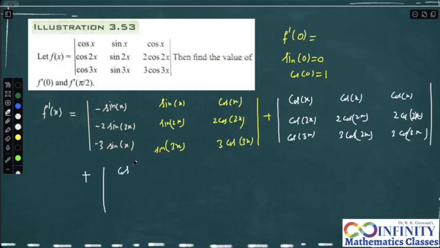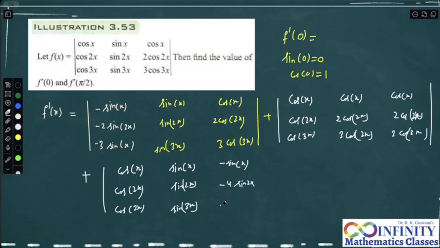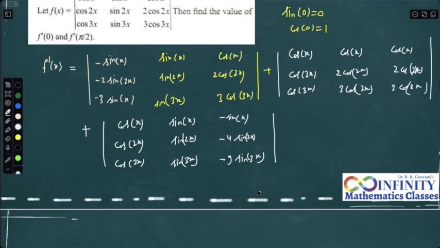Dictate to me the third: the first column is the same. The second column is the same. Sin x, sin 2x, sin 3x. And the fourth column is going to be how much? The derivative: negative of sin x. Negative of 4 sin 2x. Negative of 9 sin 3x. Okay.